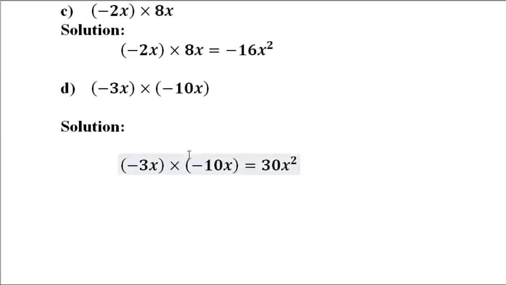Moving on to number 4, where we have two negative terms, -3x times -10x. To find their product, first we multiply their negative signs, which gives us a positive sign. Next, we multiply the coefficient 3 by the coefficient 10, which gives us 30. And finally, the product of the variables x gives us x squared. Therefore, the simplest expression is 30x squared.